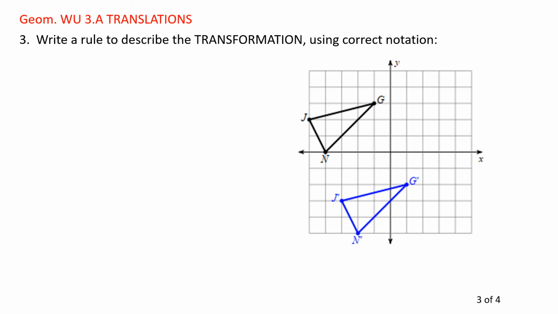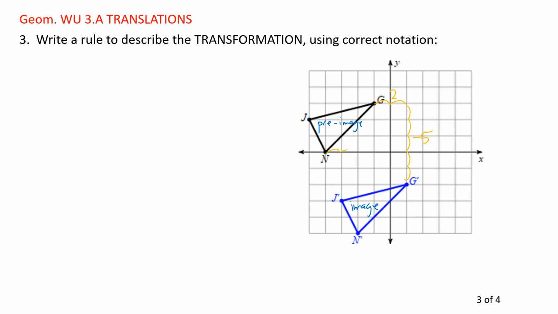Write a rule, same thing, only this time I just need to figure out what the coordinates are. Be careful. This is the image, this is the pre-image, and this is the result. So I'm going from black to blue. So just pick a point, say G, and I'm going to the right 2 and down 1, 2, 3, 4, 5. That's the answer. It should be the same for all of them.